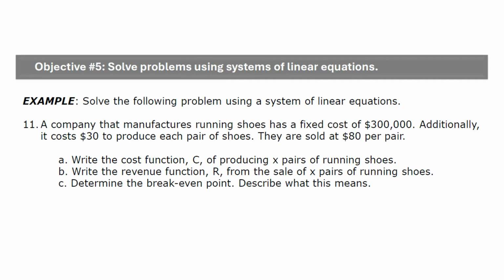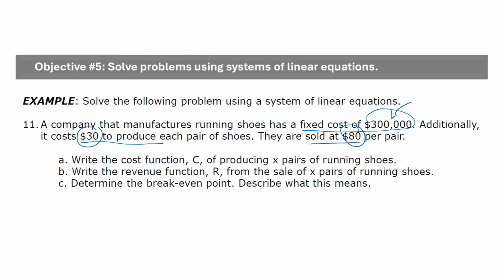Okay. Before we go into our questions, let's first make sure we understand what they just told us. So the company is manufacturing shoes, and the fixed cost of doing that is $300,000. Okay. Now, in addition to that, it costs them $30 to produce each pair, and they are sold at a rate of $80 per pair.